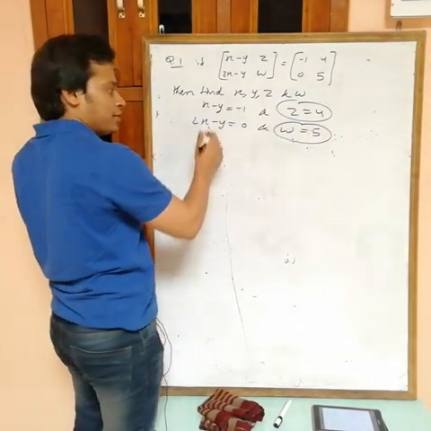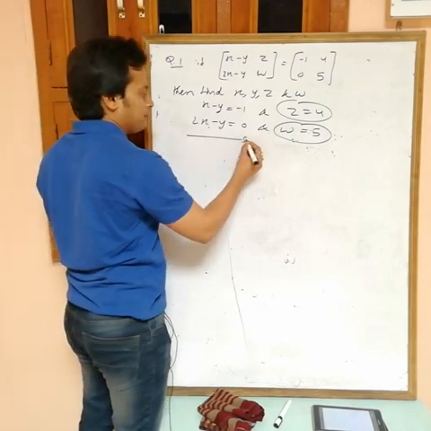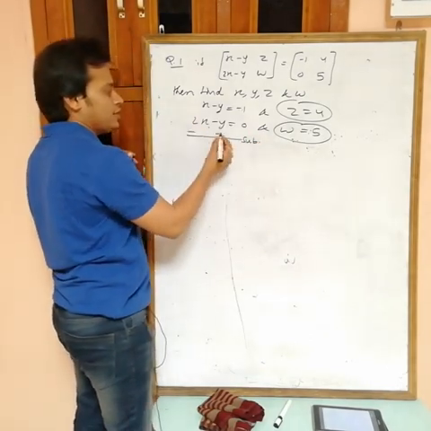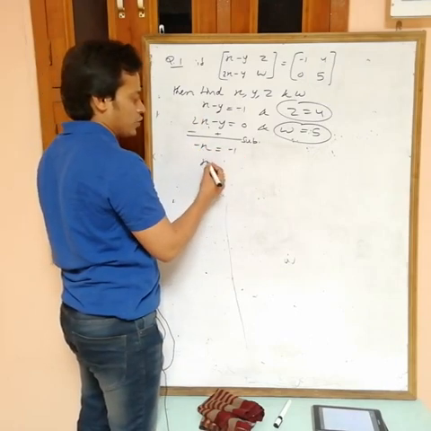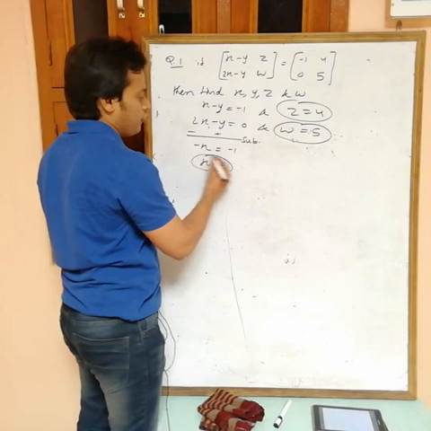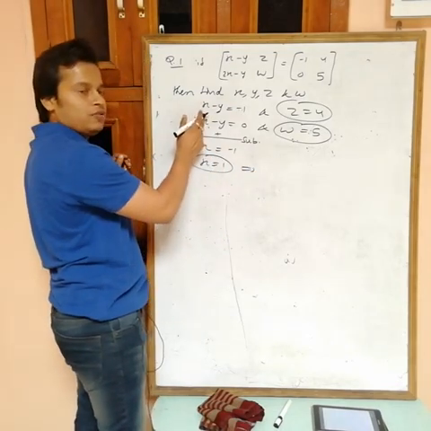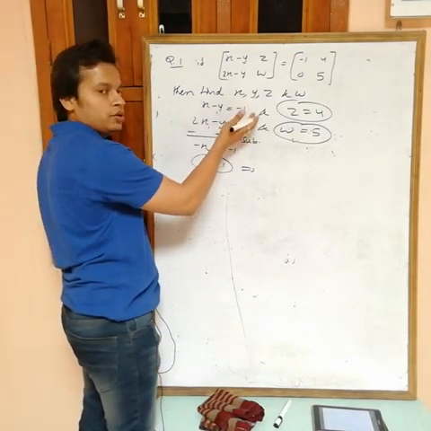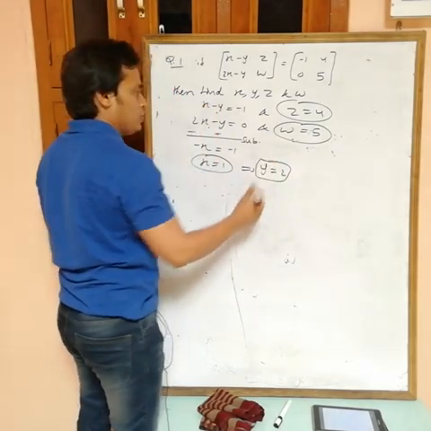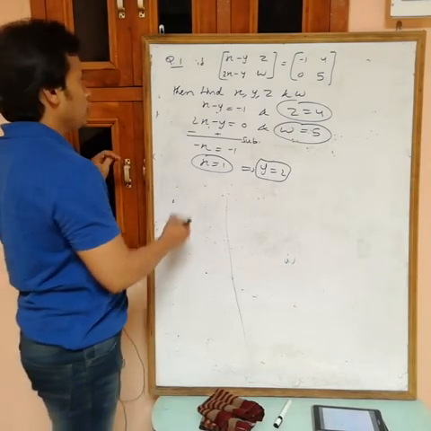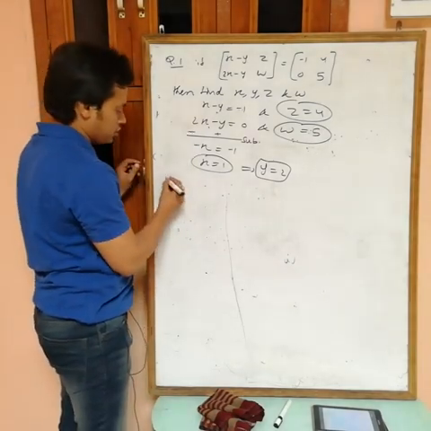If you subtract these two equations, then minus y plus y will cancel out, and we are getting minus x equals minus 1, so x equals 1. If you put x equals 1 in any one equation, suppose this one, then minus y on this side, minus 1 on this side, you will get y equals 2. Like this one.